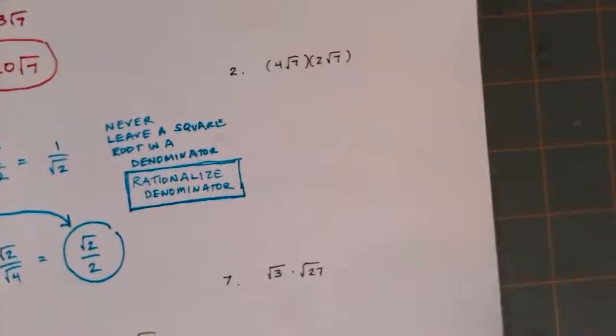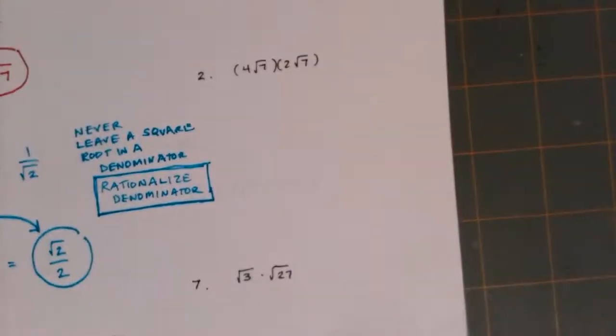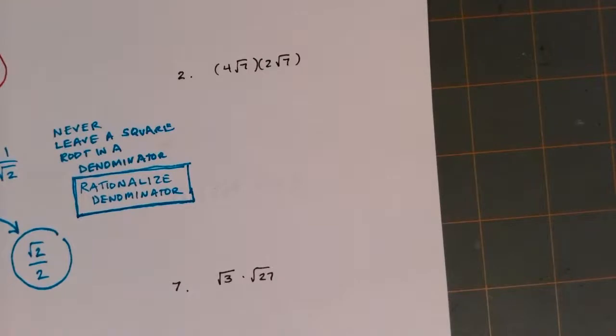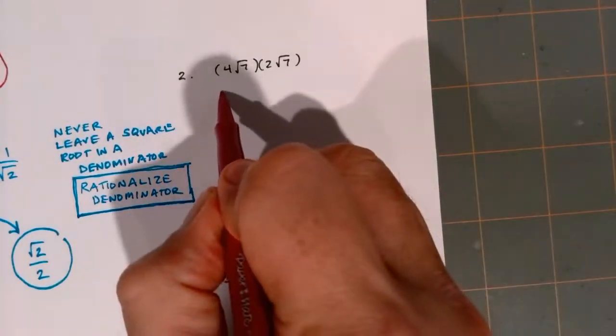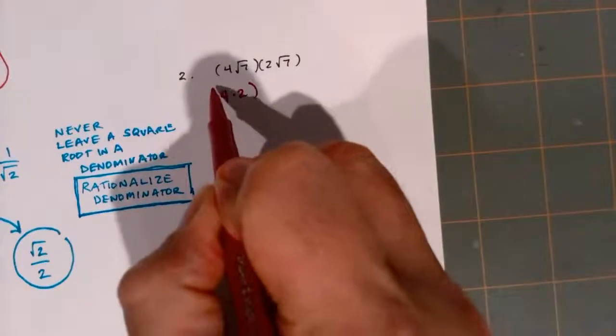This is number 2 from your homework. Your homework is multiples of 3, so you're not going to do this one. But this is number 2. Okay, pause and do it on your own. Then I'll do it for you. So this would be 4 times 2. So those are the things outside of the radical.